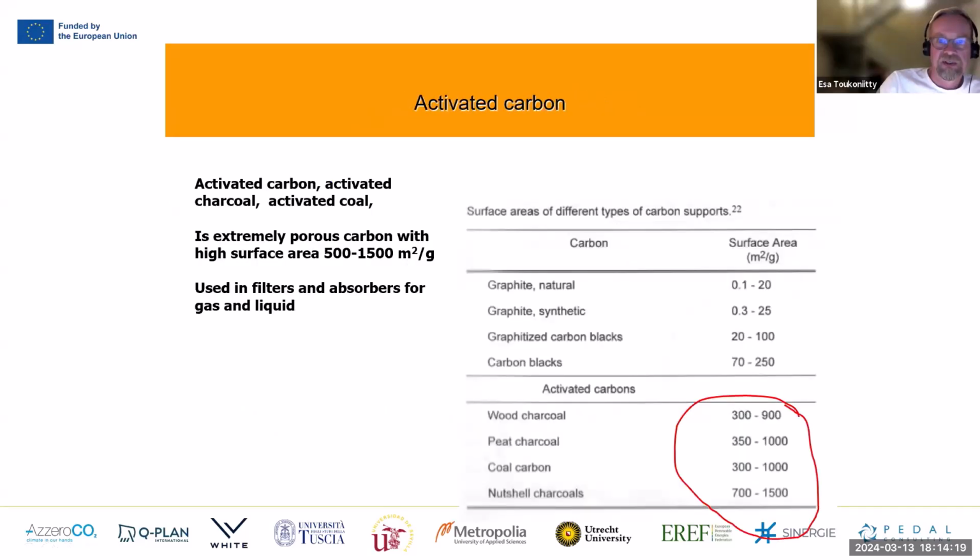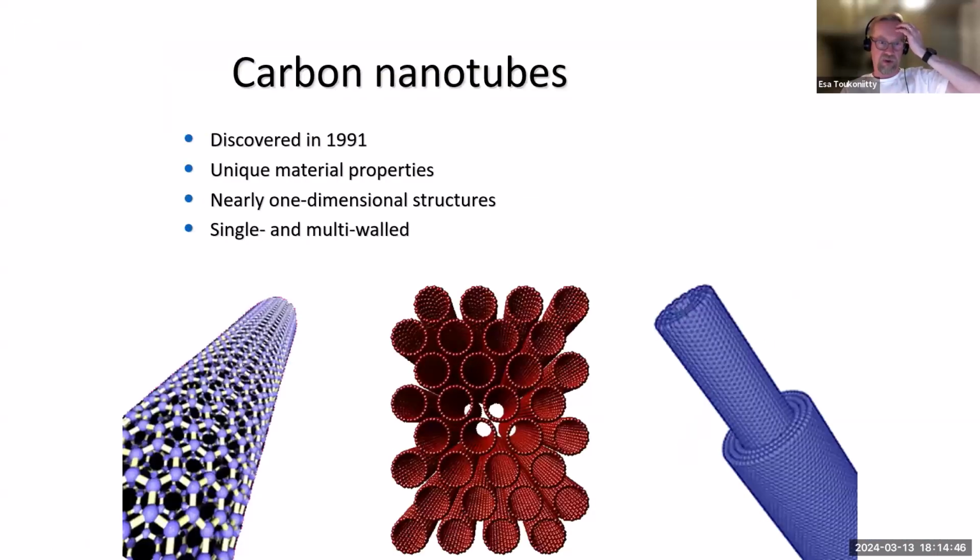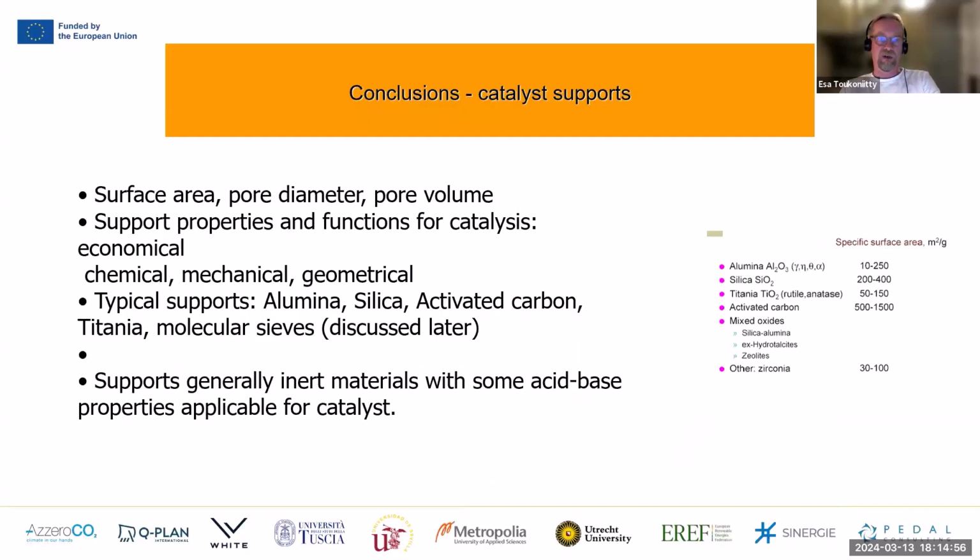Activated carbons are commonly used as support materials, and they also tend to have very high surface area. Activated carbons are often quite neutral, so they don't tend to have acidic or basic properties as many other support materials have. The newcomers might be carbon nanotubes, but I will not say more on those, but they can act as a support material.